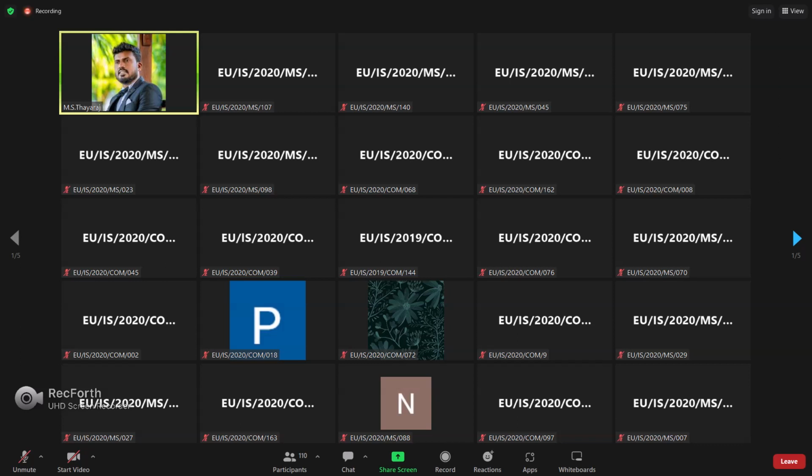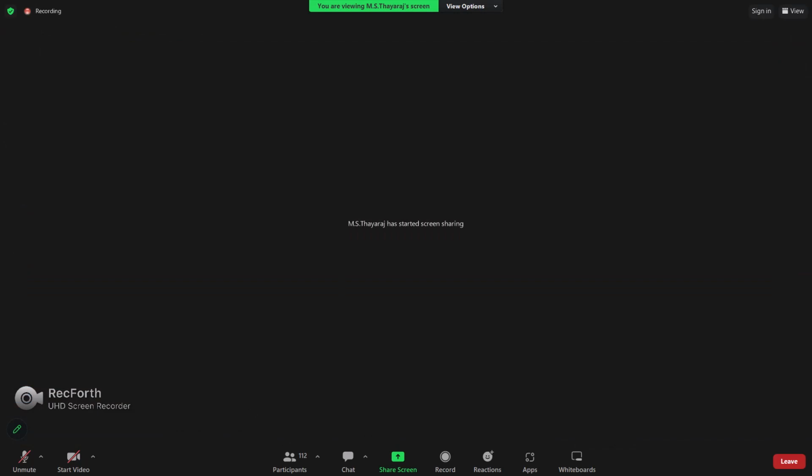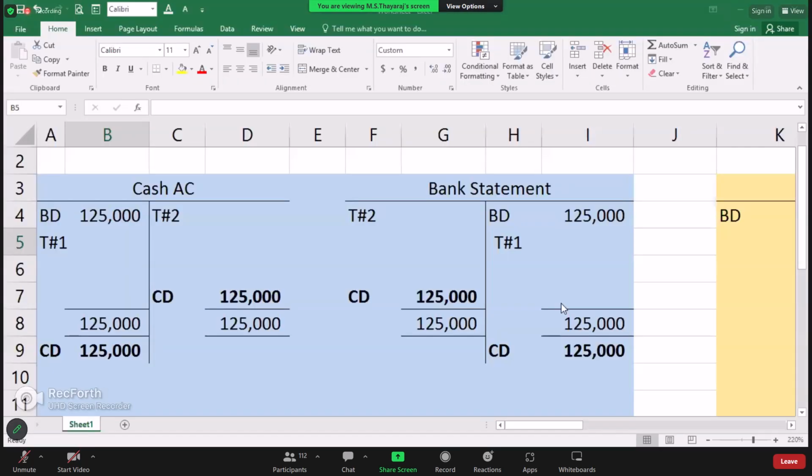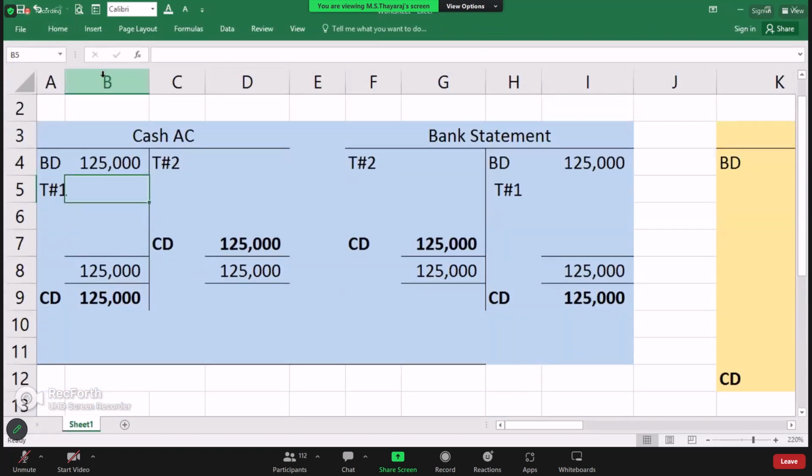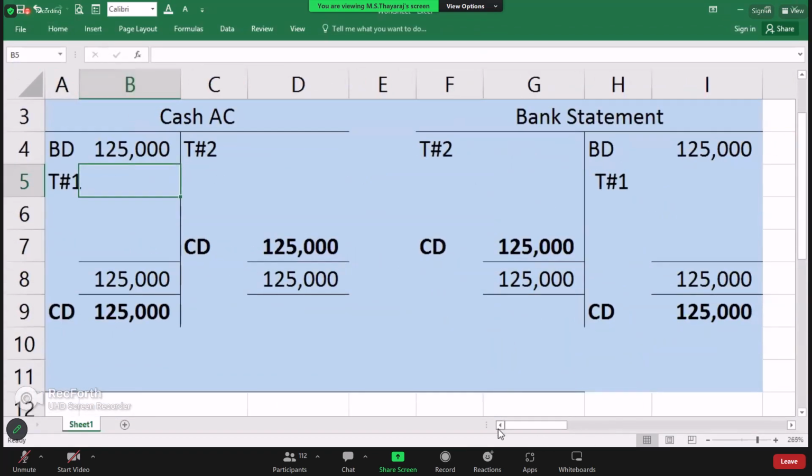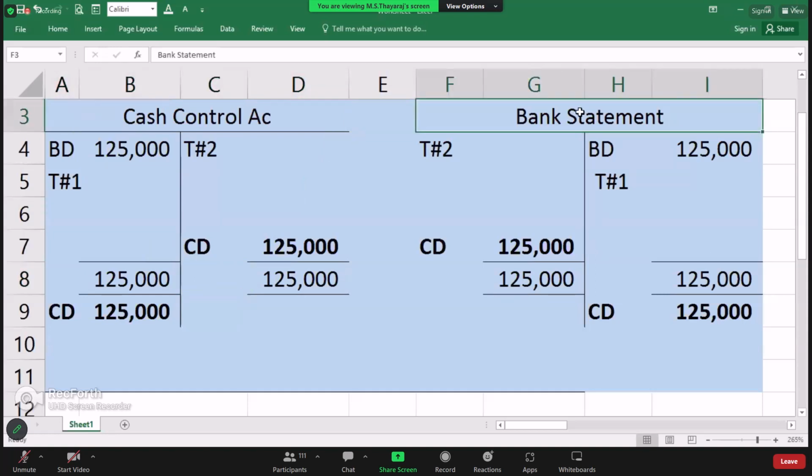Before you prepare the bank reconciliation statement, you need some knowledge. How do you prepare the bank reconciliation statement? For example, when you are preparing the cash book, I think my Excel sheet appears for you. When you are preparing the bank reconciliation statement, this is the cash account, the cash control account. This is the bank statement.